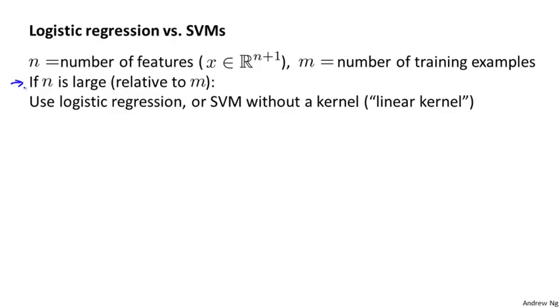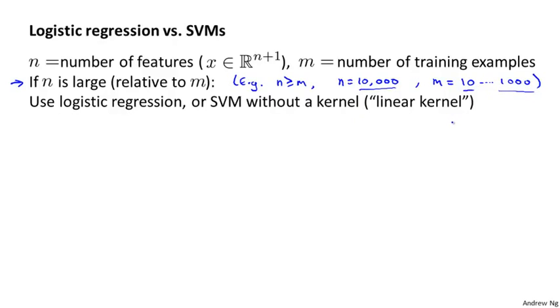Well, if n is large relative to your training set size, so for example, if the number of features is much larger than m. And this might be, for example, if you have a text classification problem where the dimension of your feature vectors is maybe 10,000, and your training set size is maybe 10, maybe up to 1,000. So imagine a spam classification problem where you have 10,000 features corresponding to 10,000 words, but you have maybe 10 training examples or maybe up to 1,000 examples.